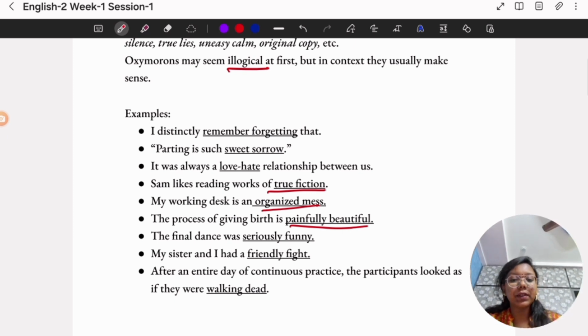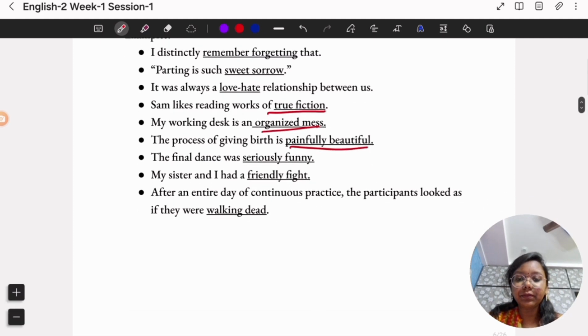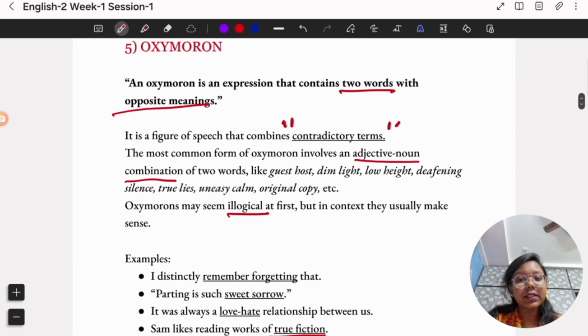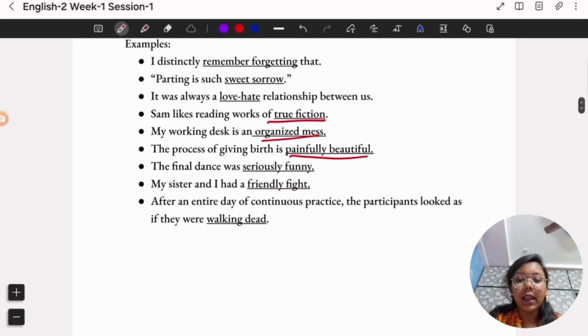The process of giving birth is painfully beautiful. Though we have to go through the pain, it is also beautiful as they get to meet their child. So remember, forgetting, sweet sorrow, love-hate: all of these are adjacent to each other and they are completely opposite. Such things are called oxymorons.